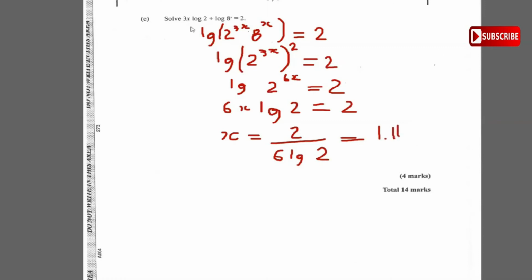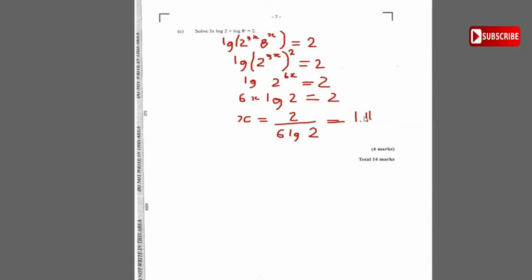Nice. Now, if you don't believe it, check your answer. Just put it back in the original equation: 3 times 1.11 times the log of 2 plus the log of 8 raised to the 1.11. You check it and I get 2. So we're right. X is 1.11. That takes care of question 1.